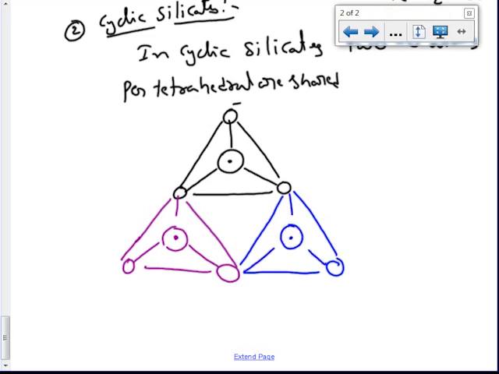See, observe, I am taking the 3 silicate ions. One is black color, red color and blue color. So each silicate ion, you can take this one also, this one also, this one also. In each silicate ion, 2 oxygens are shared. So this is called the cyclic silicates. Now tell me the general formula for the cyclic silicates.